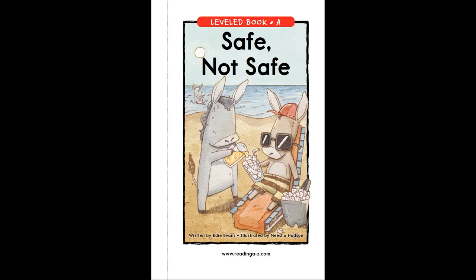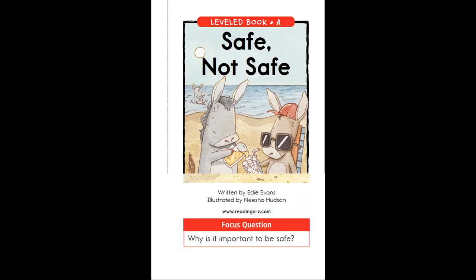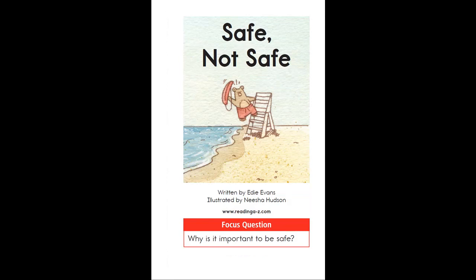Safe, Not Safe, written by Eddie Evans and illustrated by Nisha Hudson. The focus question for this story is, why is it important to be safe? Think about this as you listen to the story. Some important vocabulary words for you to know are fire, ice, not, safe, street, water.